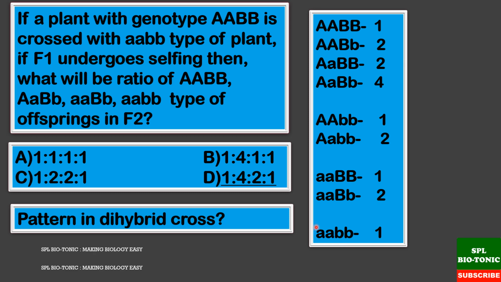Once you know this pattern, then you can come to the answer quickly. Now in the question, the ratio of capital A capital A capital B capital B, capital A small a capital B small b, small a capital B small b, and last is small a small b is asked. So the answer should be here 1 is to 4 is to 2 is to 1. So students, once you know the pattern, you can come to the answer quickly. That is the law of independent assortment.